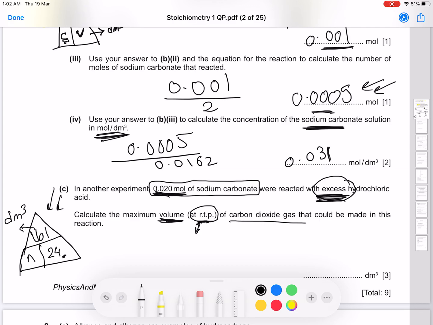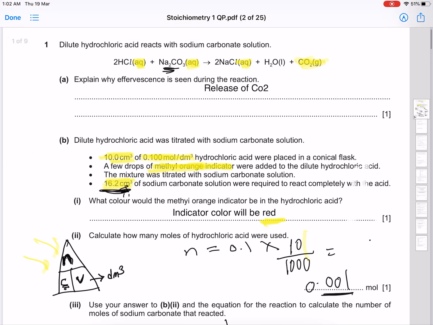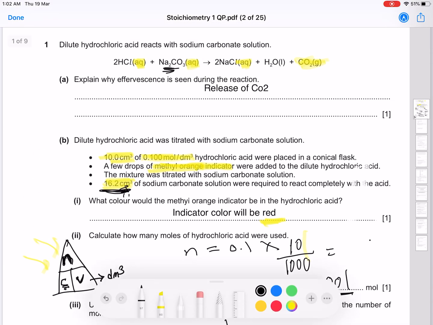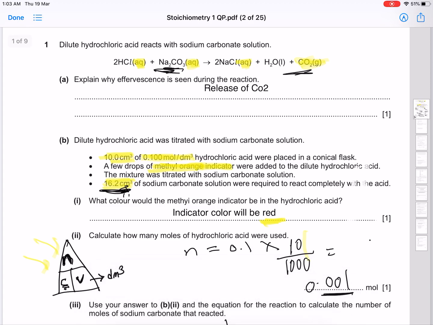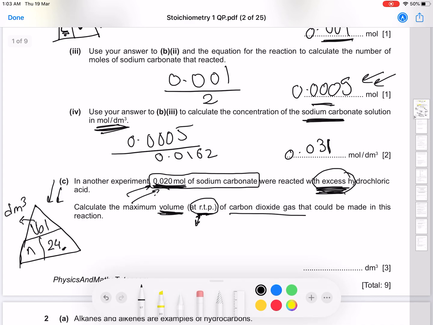So let's check now how to find out the number of moles of carbon dioxide if I have the number of moles of sodium carbonate. Let's go back to our equation to find out the ratio. The ratio, as you see here, is 1 to 1. That makes my job very easy. That means the number of moles should be the same if the ratio is 1 to 1. So the number of moles I have for carbon dioxide is the same. So I can simply find the volume just by multiplying this number of moles times 24.